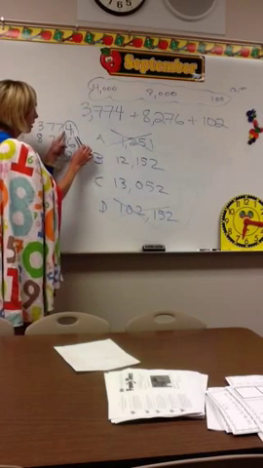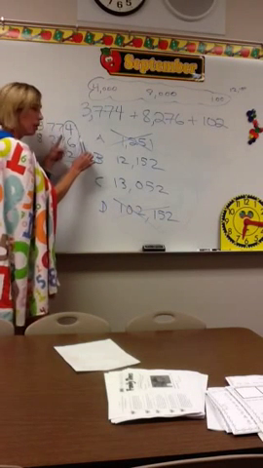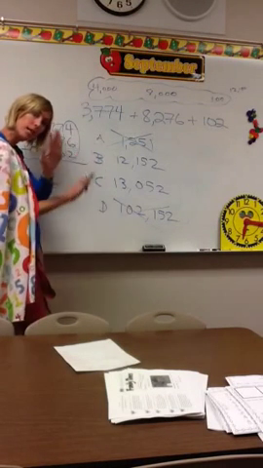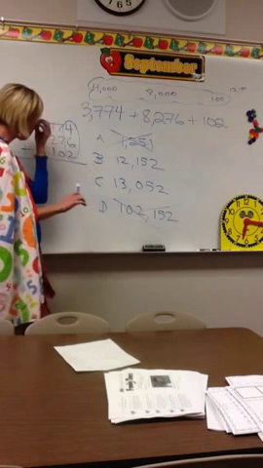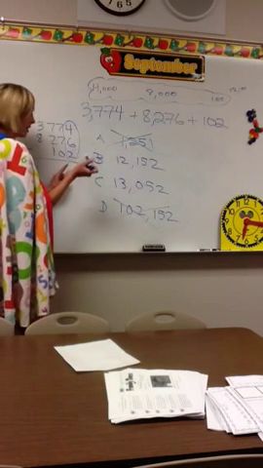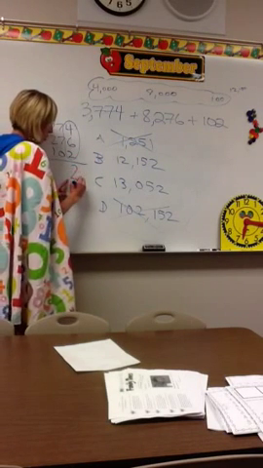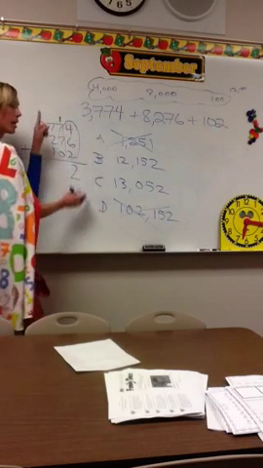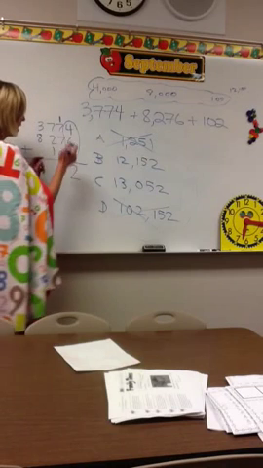So if you don't like adding the 4 plus the 6 first, you could add the 4 and the 2 first. Remember, that's the commutative property. I can move things around. Doesn't matter. So 4 and 2, that's 6, plus the other 6, that'll give me 12. So I put the 2 down here, and I carry the 1. Some of you were carrying the wrong digit.